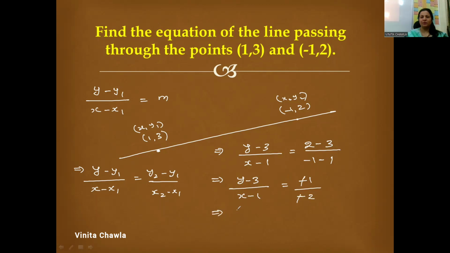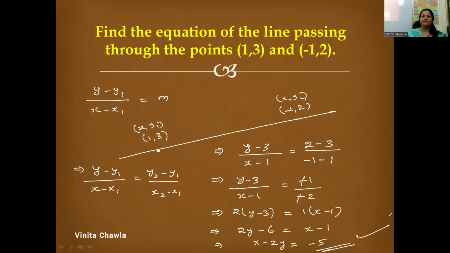Now cross multiply this, you will get 2 into y minus 3 is equal to 1 into x minus 1. So we can write this as 2y minus 6. Here we have x minus 1. We'll get the answer x minus 2y. This is the equation. X minus 2y is equal to minus 6 plus 1 is minus 5. Okay. Easy. You'll be studying this in your 11th maths this year.